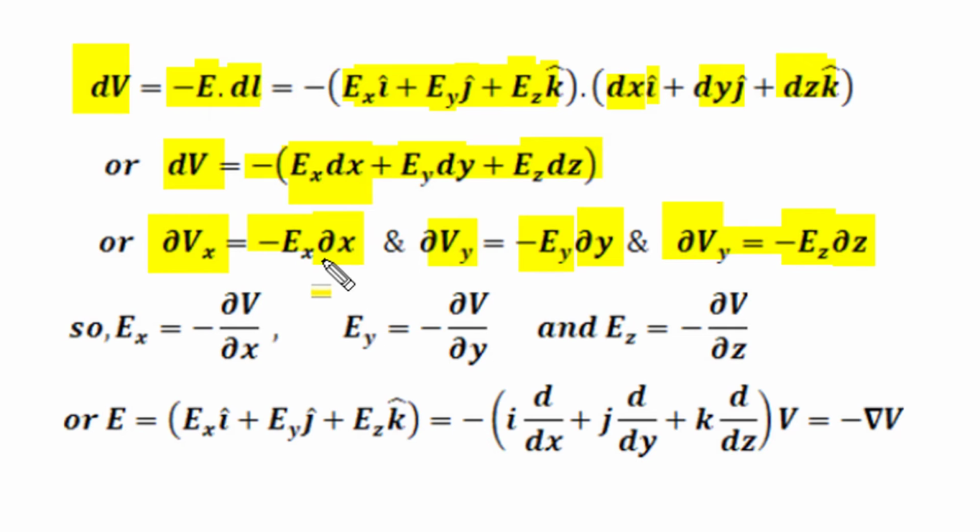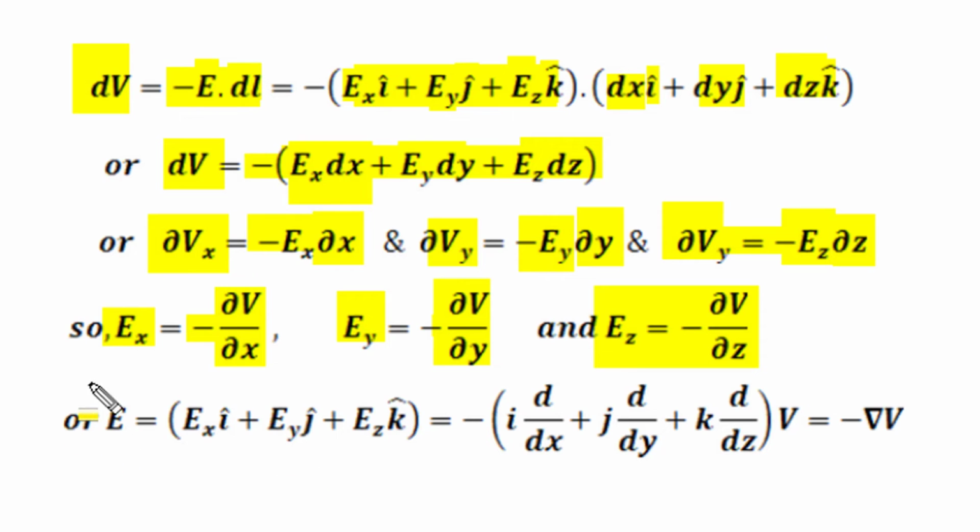So we can say the x component of electric field is the partial rate of change of potential with respect to x with a negative sign. So the potential gradient along x, when negated, gives the x component of electric field. Similarly, the potential gradient along the y direction with a negative sign gives the y component of electric field, and the z component of electric field is related to the potential gradient along the z direction.